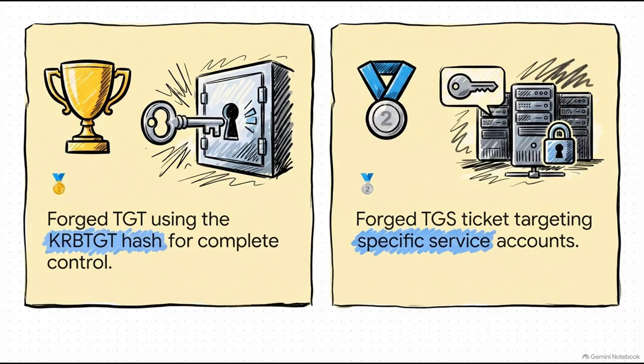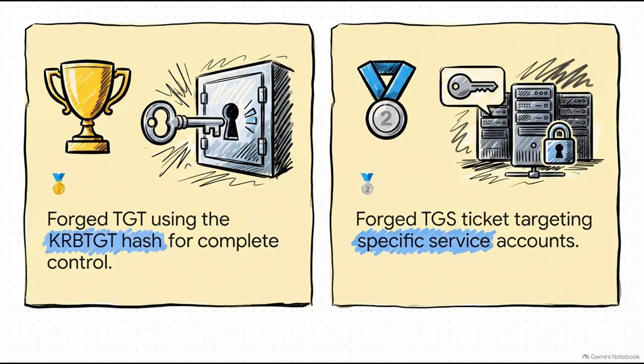Now, when we talk about maintaining access in a Microsoft Active Directory environment, it is all about tickets. And there is a massive distinction here that you absolutely must burn into your brain for test day. A golden ticket attack means stealing the password hash for the domain's central KRBTGT account. If you have that hash, you can forge a ticket-granting ticket, a TGT, which gives you untethered, complete administrative control over the entire domain.